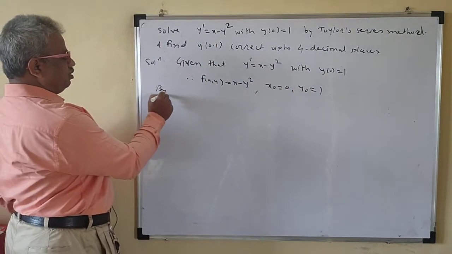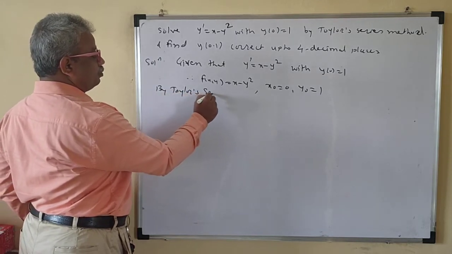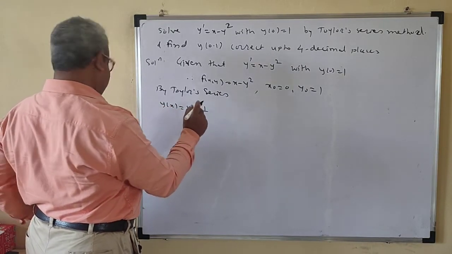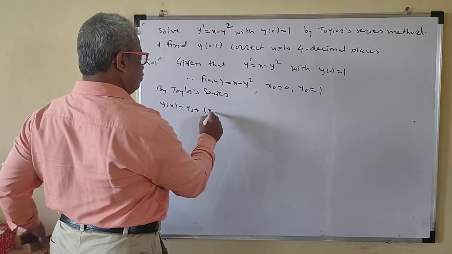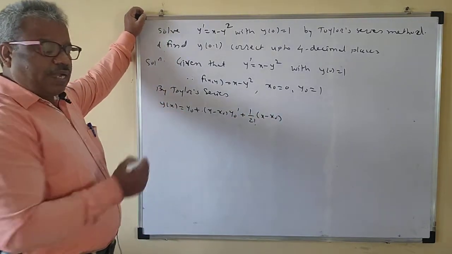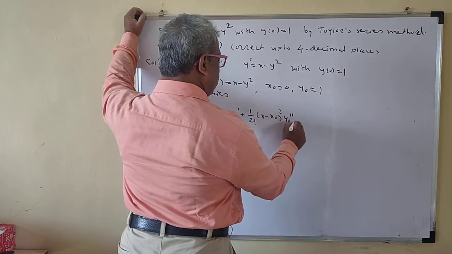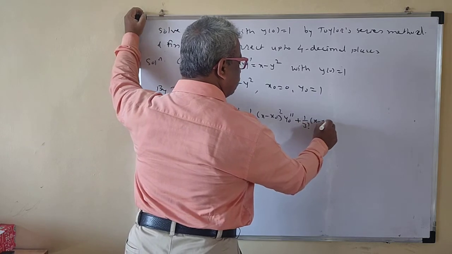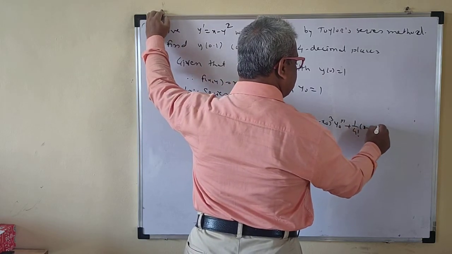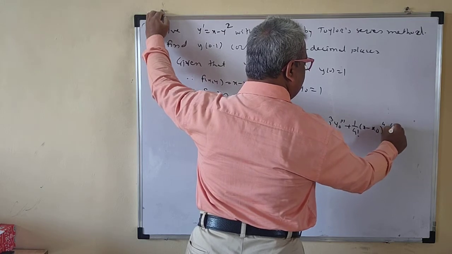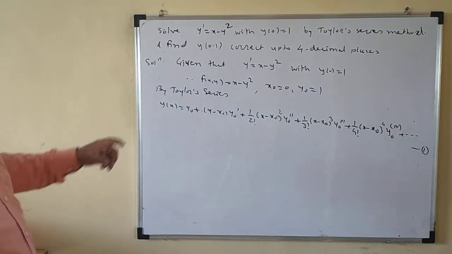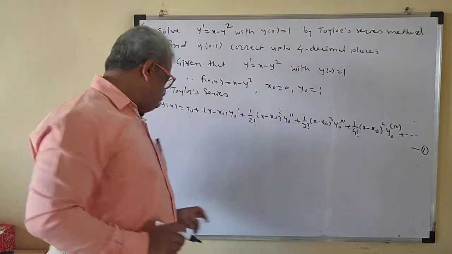Okay, so by Taylor series, y of x is y naught plus (x minus x naught) y naught prime plus 1 upon 2 factorial (x minus x naught) square y naught double prime plus 1 upon 3 factorial (x minus x naught) cube y naught triple prime plus 1 upon 4 factorial (x minus x naught) to the power 4 y naught four plus dot dot dot. I call this as 1. So I want to find the values of y naught prime and so on.